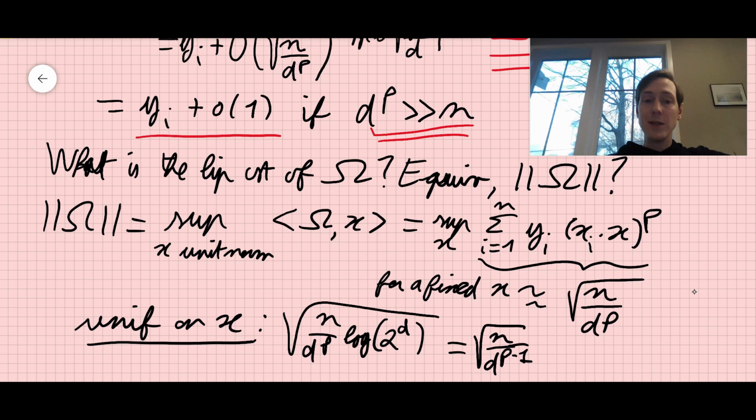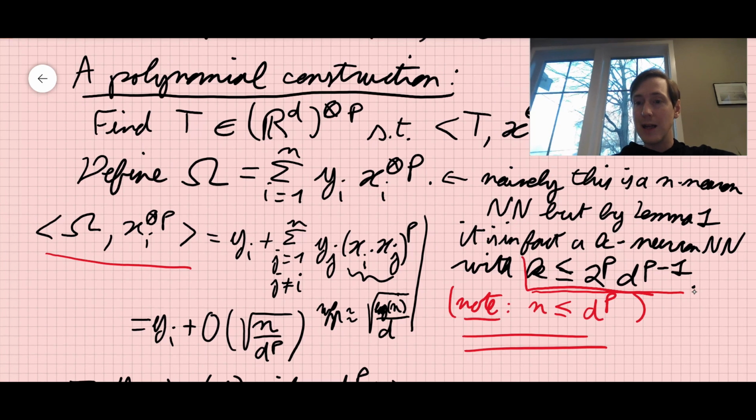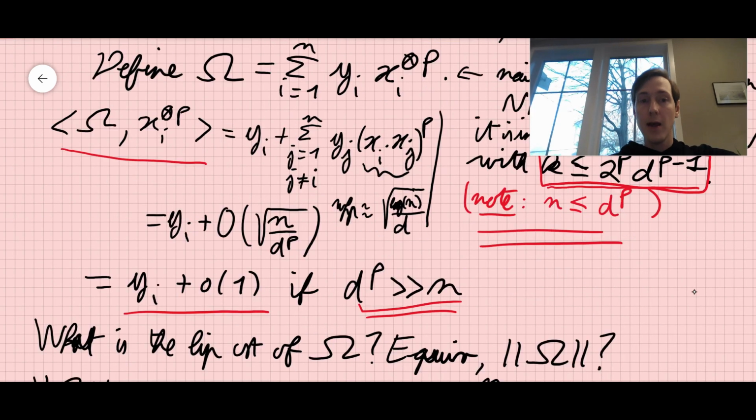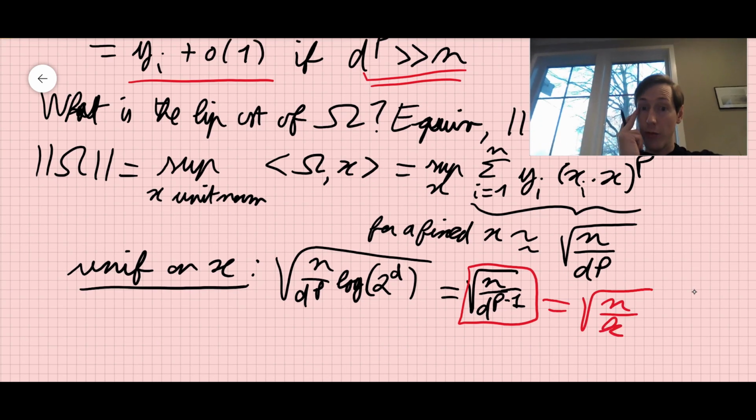But now, here is the magic. What is square root n over d to the p minus 1? Remember that k, we always know that k is less than d to the p minus 1. So this thing is square root n over k, which is exactly what our law of robustness predicts.